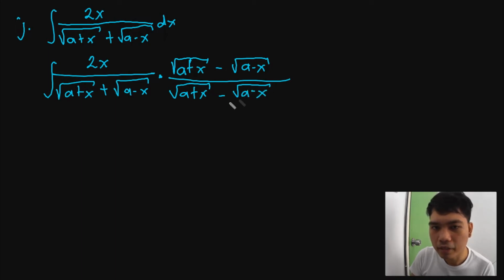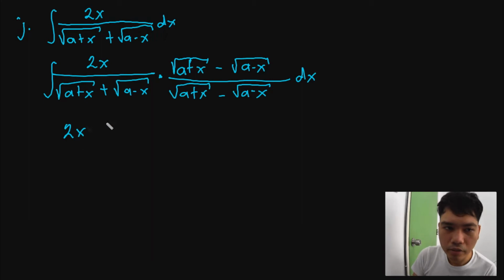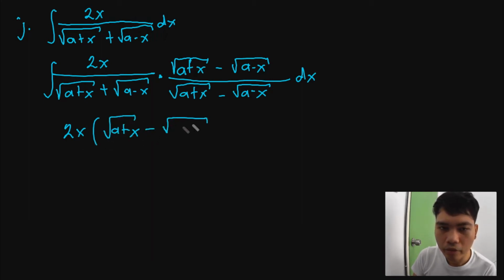Syempre dapat parehas yan, ha. Hindi yan pwede mag-iba kasi may iba yung ating equation. So ito yung ating redefining na ginagawa using conjugate. So we have here 2x multiplied by square root of a plus x, then minus square root of a minus x. And then how about this denominator? Ano kaya mangyayari sa denominator natin?